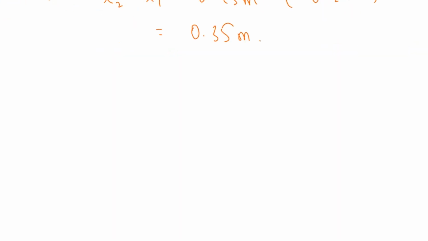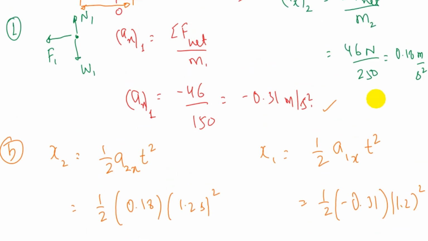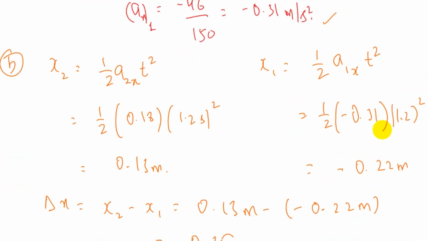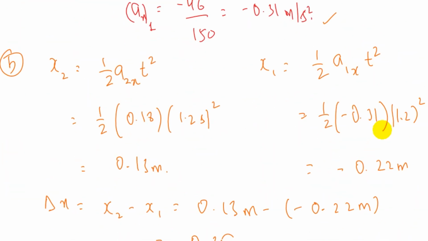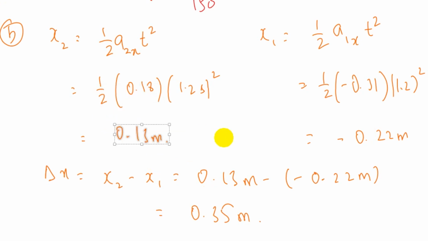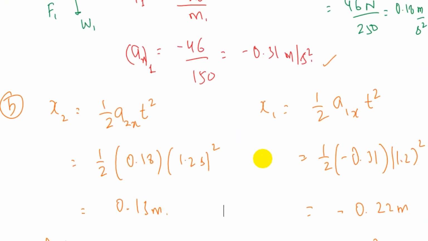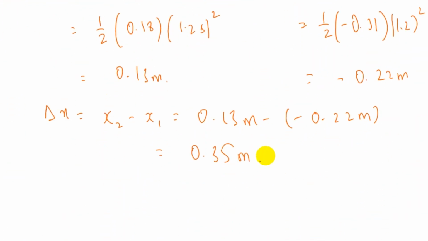Now what conclusions can we make from this example? Conclusion number 1: although the magnitudes of action and reaction forces are equal, they produce different accelerations. Here you can see the acceleration is negative 0.31 and here the acceleration is 0.18 meter per second squared, so acceleration is different in both cases. One more thing we noticed is that heavy objects have less acceleration and hence less displacement. You can see here the displacement is only 0.13 for canoe 2, and the mass of canoe 2 is more, 250 kg. So the more the mass, the less the acceleration and the less the displacement.